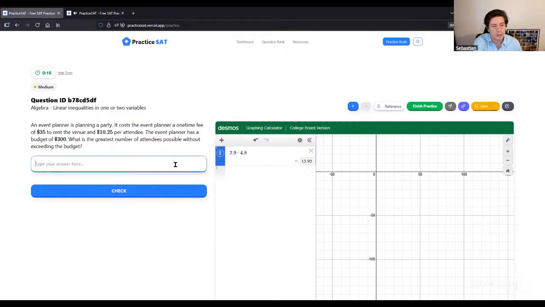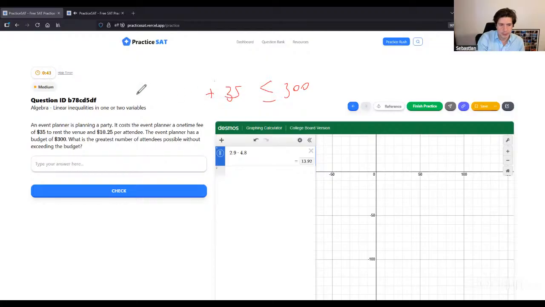An event planner is planning a party. It costs the event planner a one-time fee of $35 to rent the venue and $10.25 per attendee. The event planner has a budget of $300. What is the greatest number of attendees possible without exceeding the budget? Okay, so it's going to have to be less than or equal to 300.